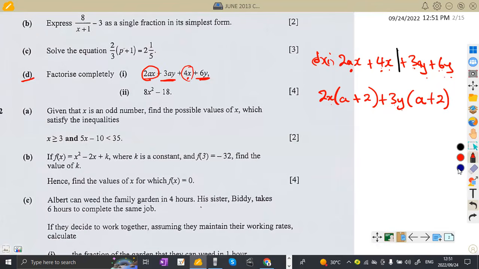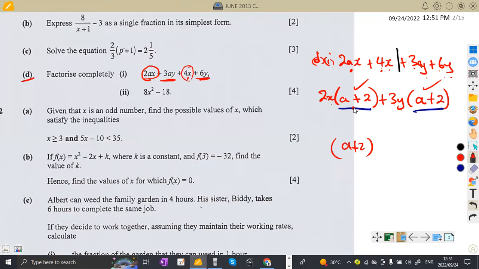And also make sure that these brackets here are the same. A plus 2, a plus 2. If they are not the same, that means that is wrong. So you have to redo your factorization. Okay, anyways, they are the same. So I'm going to factor out this common bracket, which is a plus 2. So you take out that bracket, which is the same.